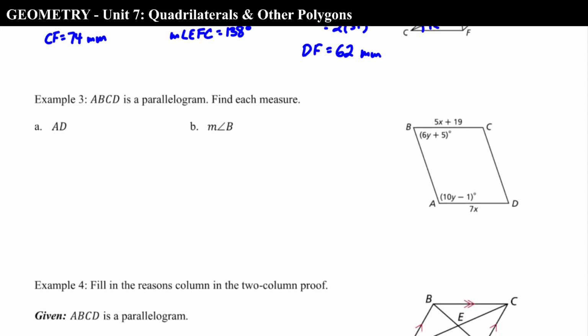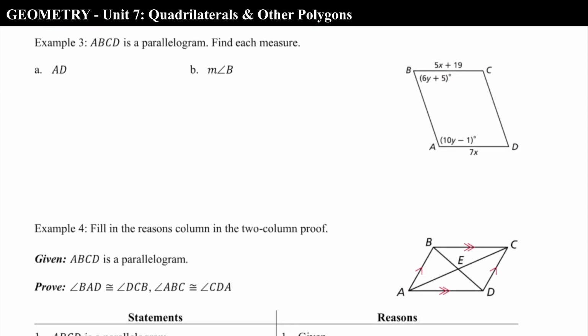In example 3, ABCD is a parallelogram. We're going to find each measure. So let's start with AD. Well, we know that we need to find x. AD is going to be the same as BC. So if AD equals BC, well, AD is 7x, and BC is 5x plus 19. If we subtract 5x from each side and divide by 2, we get x is 9.5.